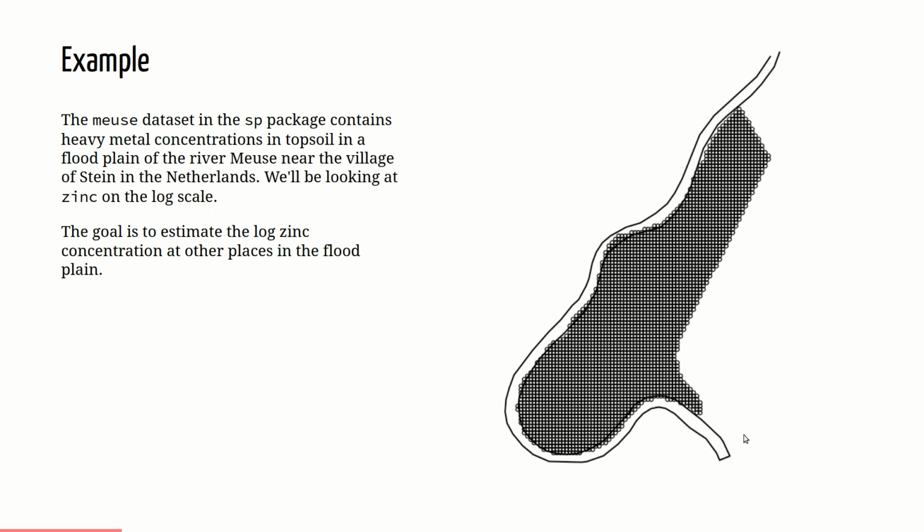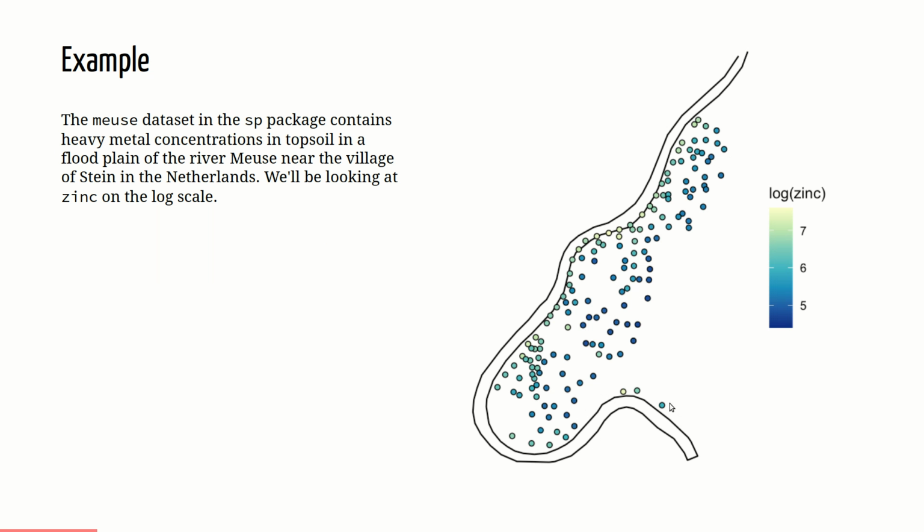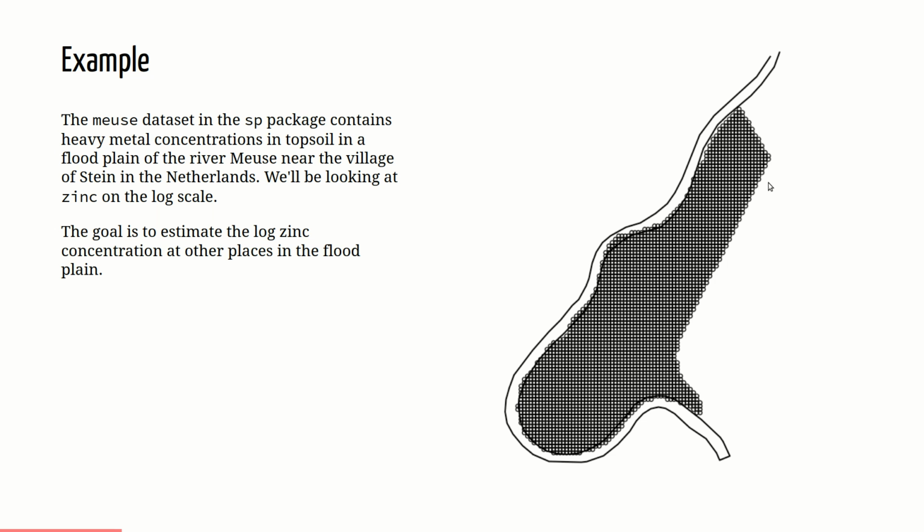And the goal is to then estimate the zinc concentration across the whole region, and so we have a grid of locations here across the region that we wish to interpolate to. Okay, so when you're doing spatial interpolation, you have a point process or a point pattern where you've got a measurement at each point, and you want to infer what that measurement is at a bunch of other points.